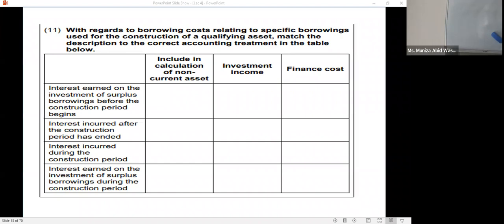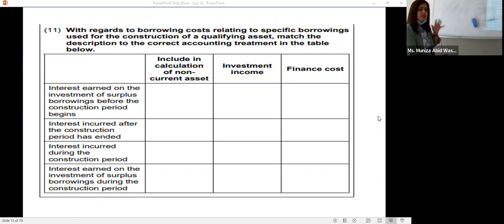Okay, now question number 11, the last question for this chapter. May I raise it, students? With regards to borrowing costs relating to specific borrowings used for the construction of a qualifying asset, match the description to the correct accounting treatment in the table below. Interest earned on the investment of surplus borrowings before construction period begins. Where do we write it? Included in the calculation of the non-current asset? It's before the construction period. No, so we are not going to include it in the calculation of the non-current asset.